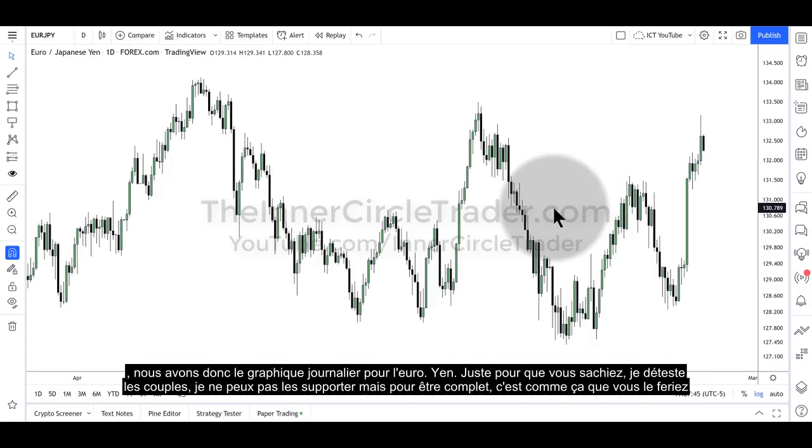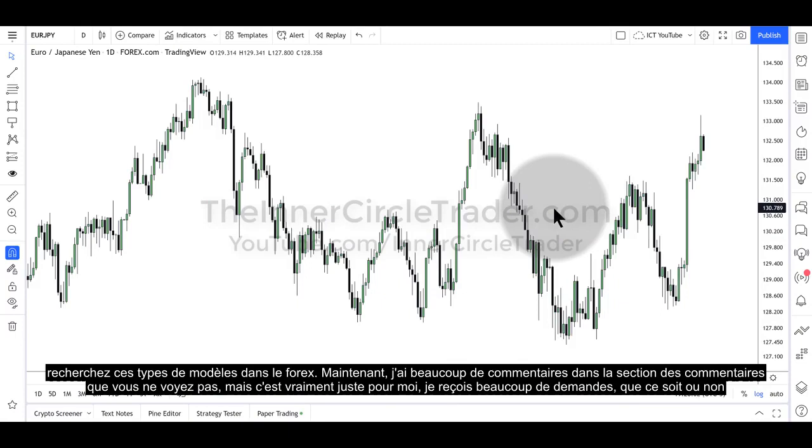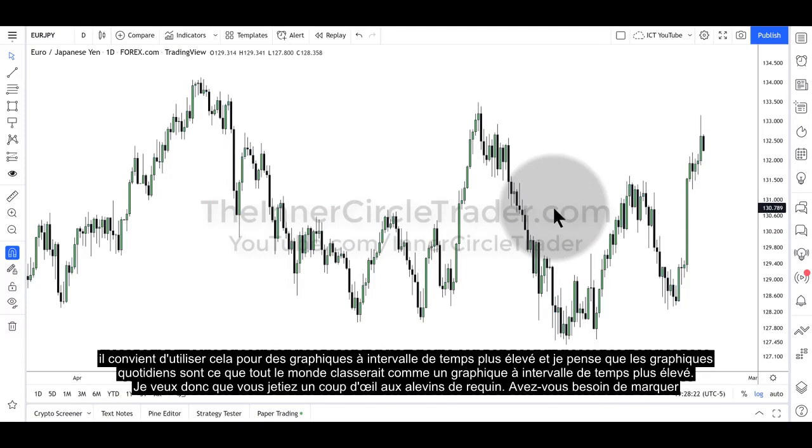So we have the daily chart up for Euro Yen. Just so you know, I hate yen pairs. I can't stand them. But for the sake of completeness, this is how you would look for these types of patterns in Forex. Now, I get a lot of requests whether or not this is appropriate to be using for higher time frame charts, and I think daily charts are what everybody classifies as a higher time frame chart.